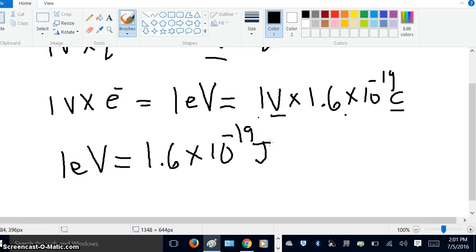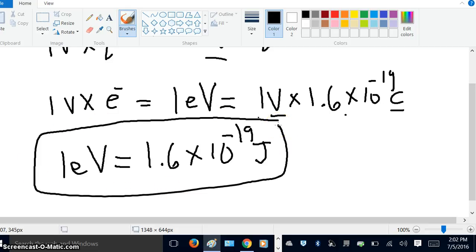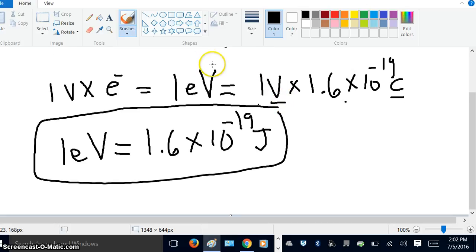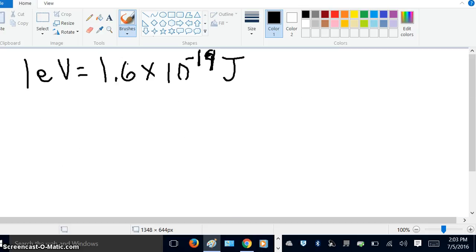Because that's what a volt times a coulomb is. So this is the conversion factor. This is the thing that we will use over and over again, especially with the Bohr model of the atom. Okay, so I just wanted to get a fresh screen. So 1 electron volt is the equivalent of 1.6 times 10 to the minus 19th joules. So that's our conversion factor.